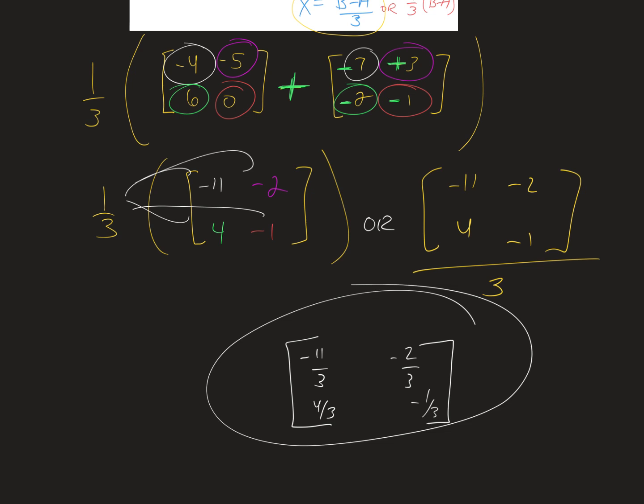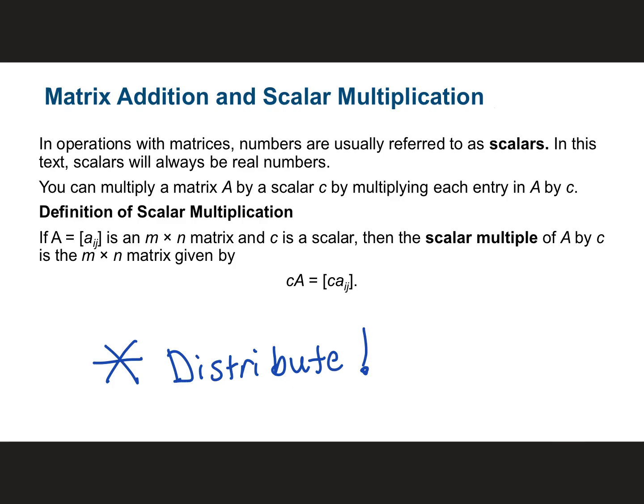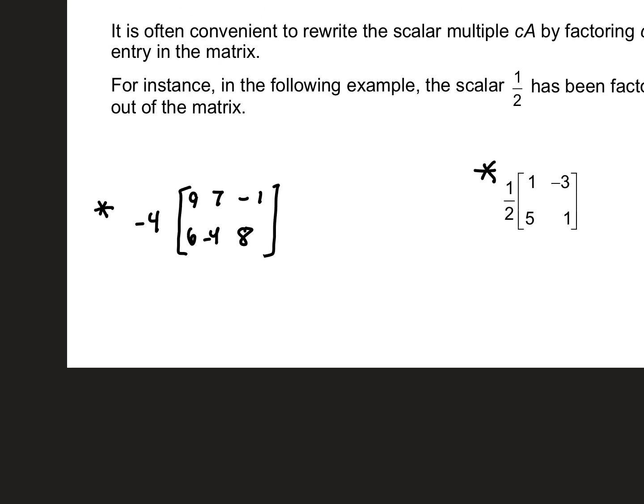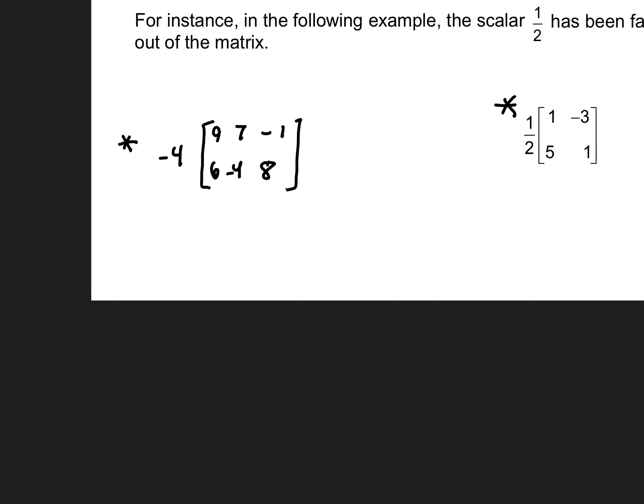All right, let's look at the next. All right, now we're going to talk about some multiplication stuff. When you see scalar multiplication, all that means to do is distribute. Do we know how to distribute? All right, let's look at these problems. What do you think, number 1, what do I do with that negative 4? Apply it to the rest. I distribute it to what? Everything. All it is, is 6 multiplication problems.